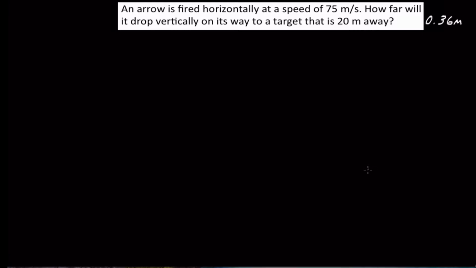So the question reads, an arrow is fired horizontally at a speed of 75 meters per second. How far will it drop vertically on its way to a target that is 20 meters away? So let's draw a diagram of this, see if we can understand what's going on. You have an arrow, and it travels this horizontal distance of 20 meters. And it hits a target, presumably.